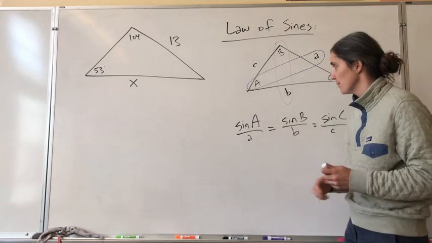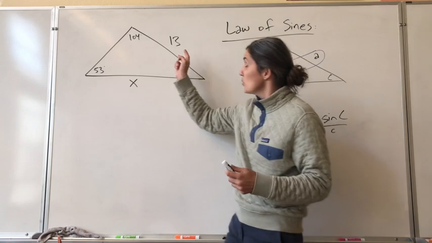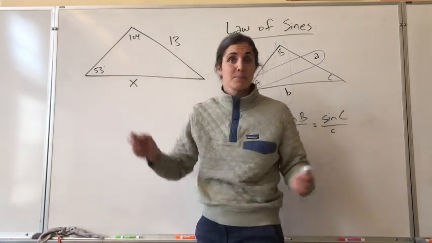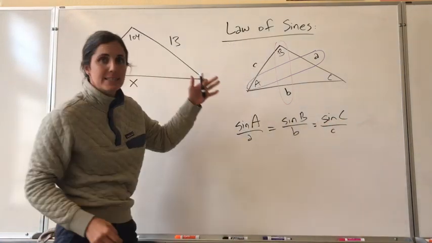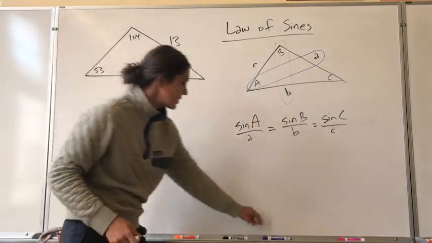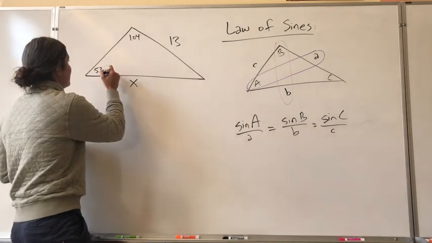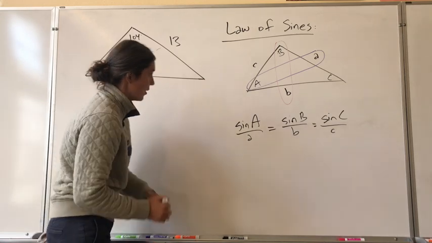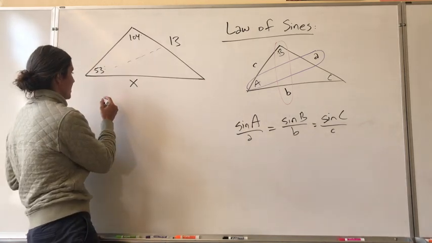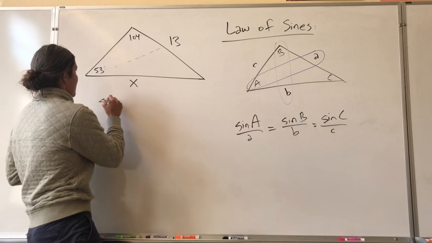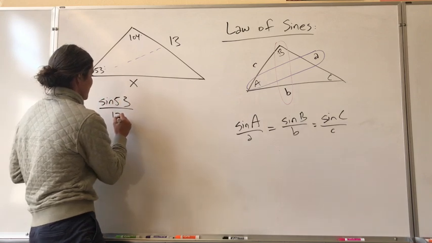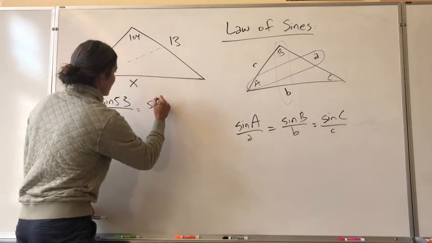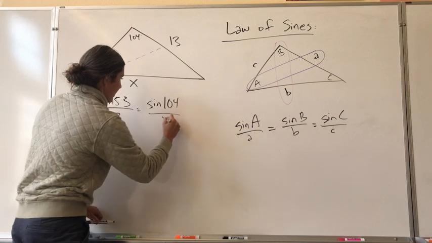Here's what that looks like. Okay, so here again we have this relationship between opposite sides and their angles, the sine, and that is constant throughout the triangle. If I were to set this up, then of course that means that 53 and 13 are a pair, and so I can write this as the sine of 53 over 13, that's my constant, is equal to the sine of 104 divided by x.